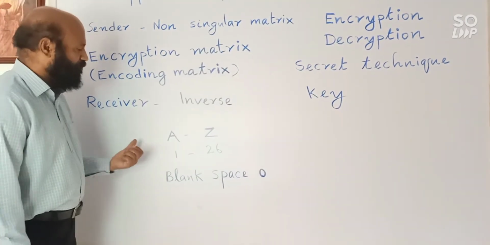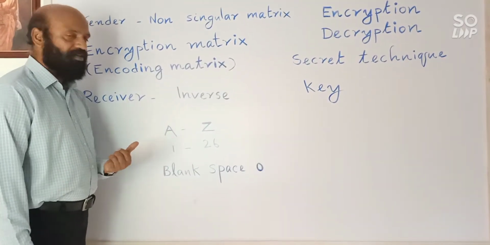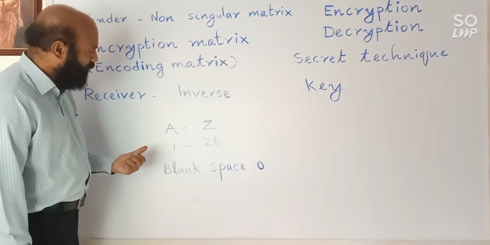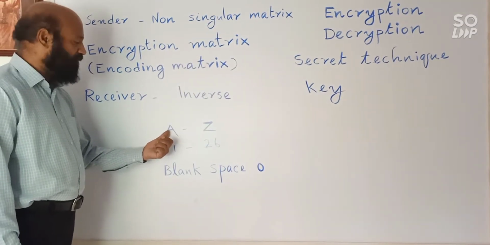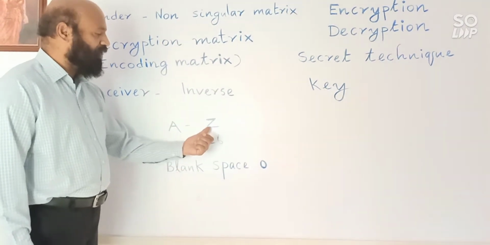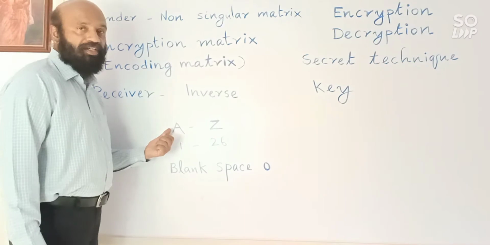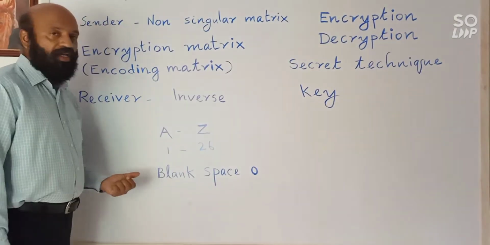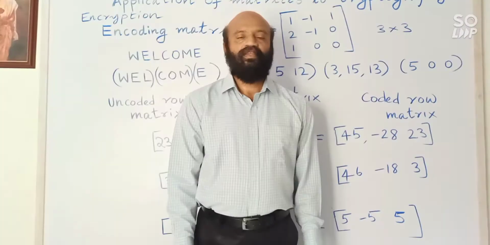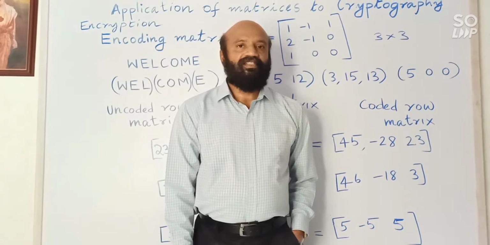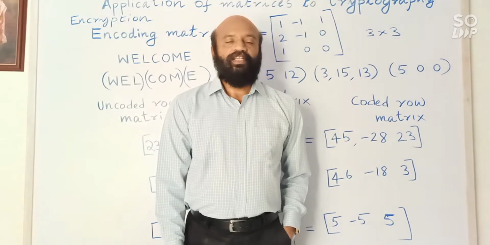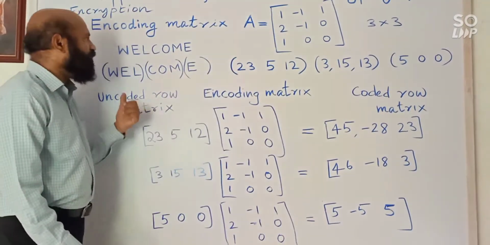Now let us see an example. Suppose we want to send information in English alphabets A to Z. We can assign numbers. The first letter A we can assign number 1, B we can assign number 2, like that we can assign numbers to the English letters. Then to represent the blank space we can use 0. Let us try to understand the application of inverses of matrices in cryptography with an example. Suppose we want to send the English word welcome.